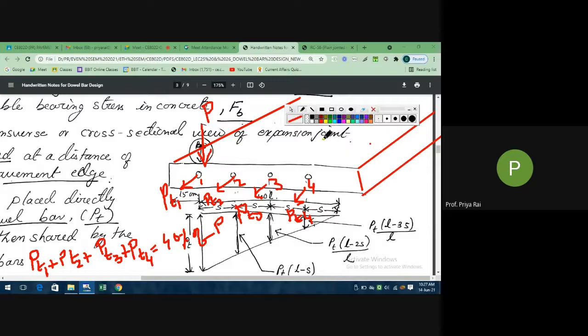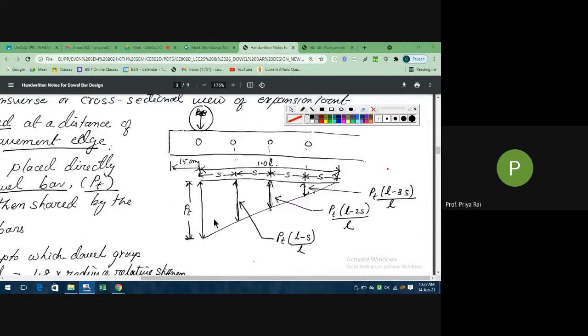Now, as I said, the maximum load among this group of dowel bars is transferred by the first dowel bar, which is PT1. Suppose I assume this as PT only. Let us take PT1 as PT. Then with the help of this PT value, we will calculate PT2, PT3 and PT4. Now how will we do that?